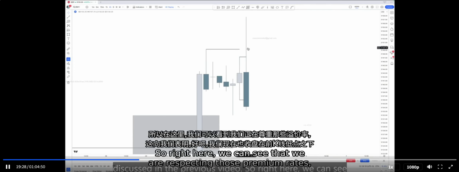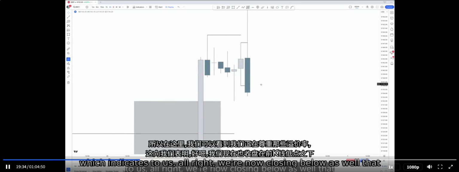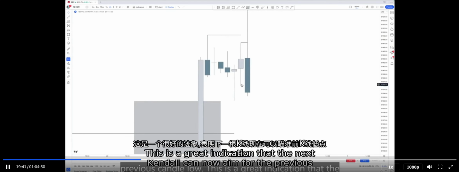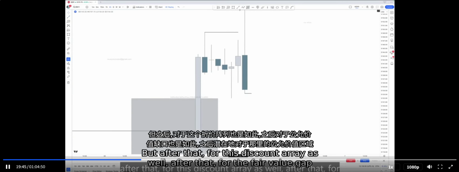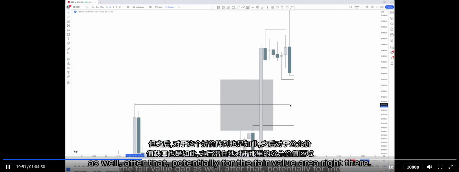So right here, we can see that we are respecting those premium arrays, which indicates to us that we're now closing below that previous candle low as well. This is a great indication that the next candle can now aim for the previous candle low, but after that, for this discount array as well, after that, for the fair value gap as well, after that, potentially for the fair value area right there.